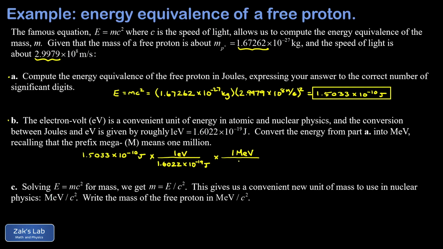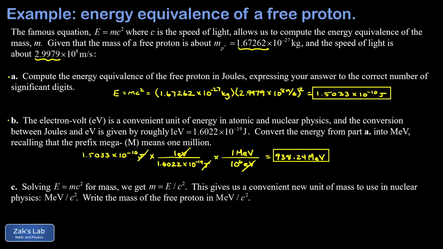And mega means a factor of 1 million. So 1 mega electron volt is 10 to the 6th electron volts. When we do the unit analysis, the joules cancel out, the electron volts cancel out, and we're left with mega electron volts. And when we run the numbers on this, we're left with 938.24 MeV. Again, we keep 5 significant digits because all the numbers we just plugged in were 5 significant digits.